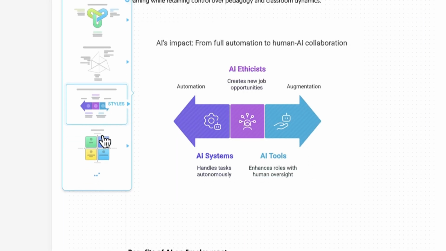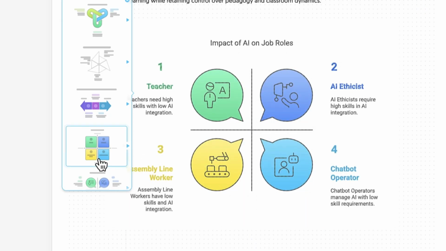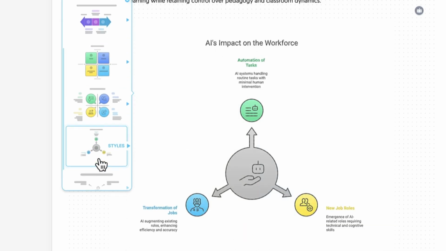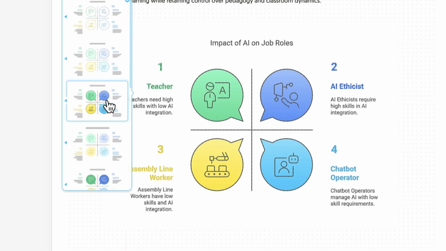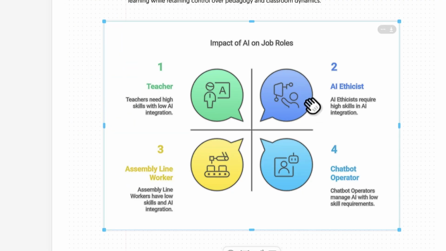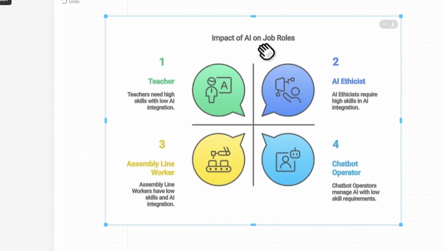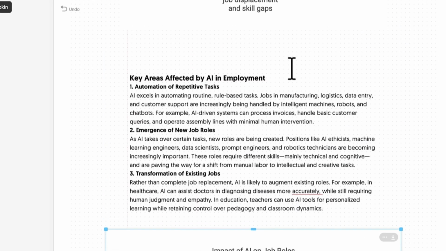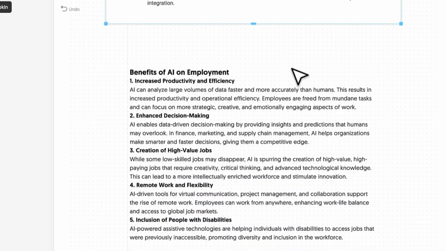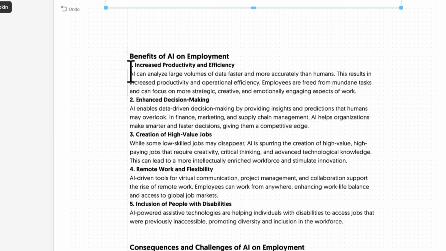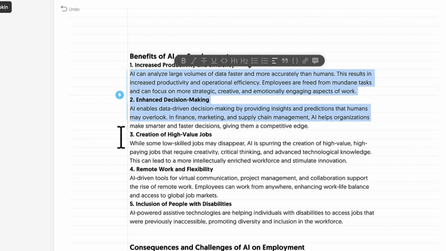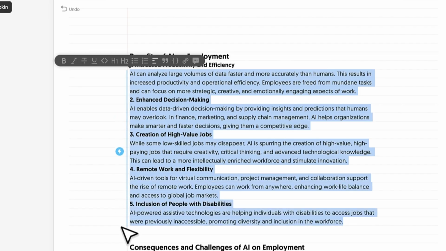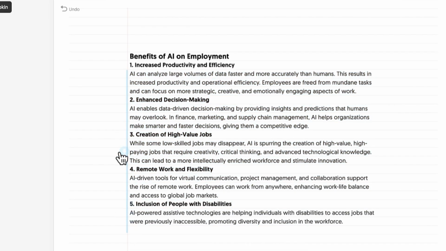Let's select something simple. You can just keep clicking to keep exploring the ones that they have, and I think I kind of like this one, so we'll go with something like this, make it more colorful. And now we have our second slide, the impact of AI on job roles. Okay, so we can go to the next one, which is benefits of AI on employment. So you can click out, and then we can just select and drag across. So we're going to generate for all of this, and then click on this.